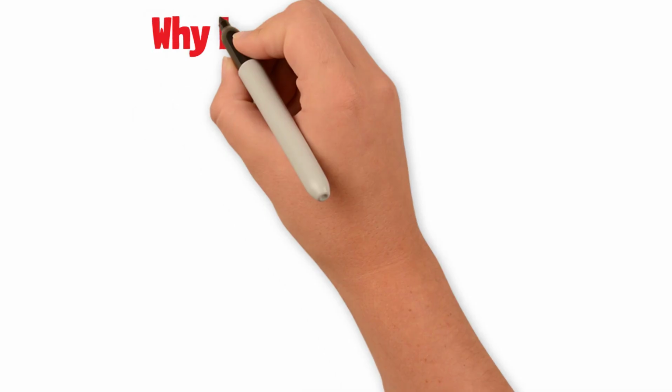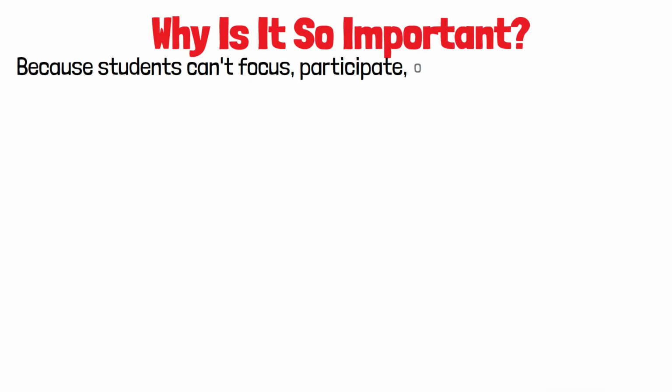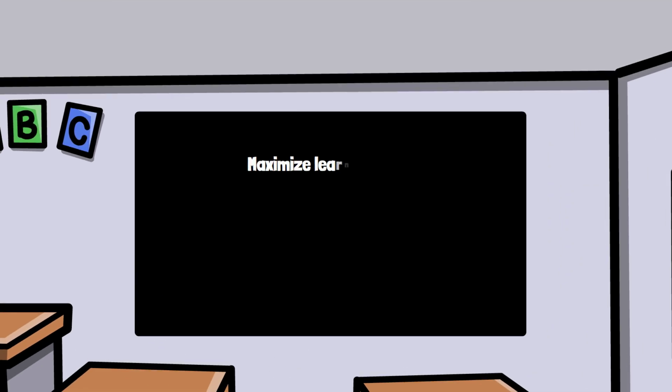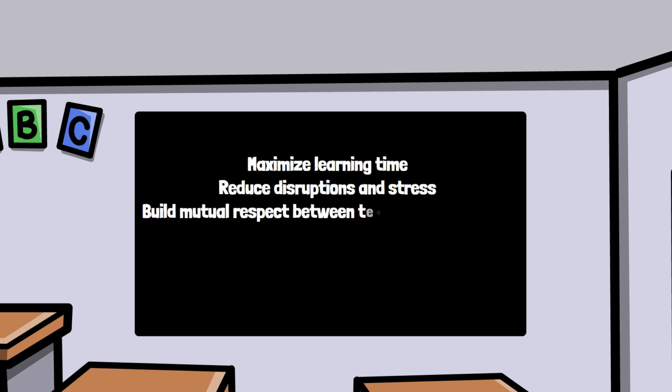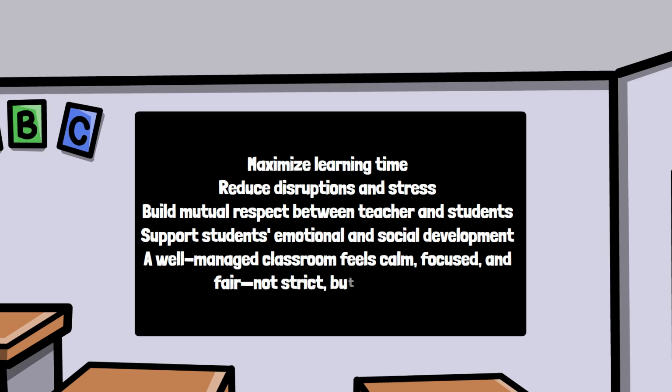Why is it so important? Because students can't focus, participate, or grow in a chaotic space. Good classroom management helps to maximize learning time, reduce disruptions and stress, build mutual respect between teacher and students, and support students' emotional and social development. A well-managed classroom feels calm, focused, and fair, not strict but structured.